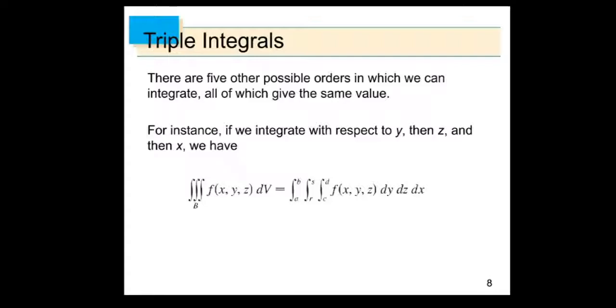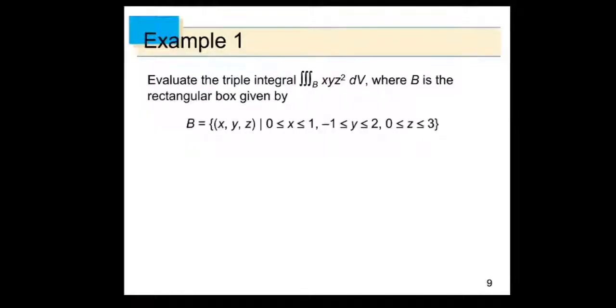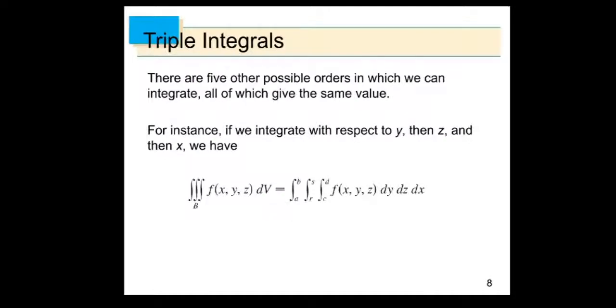For instance, we integrate with respect to y, then z, and then x. So what do we do? We will have our order like this. We write our equation in this form so that we have dy, dz, and dx. That means we will be treating our equation in this way. We will integrate with respect to y first, then with respect to z, and lastly with respect to x.